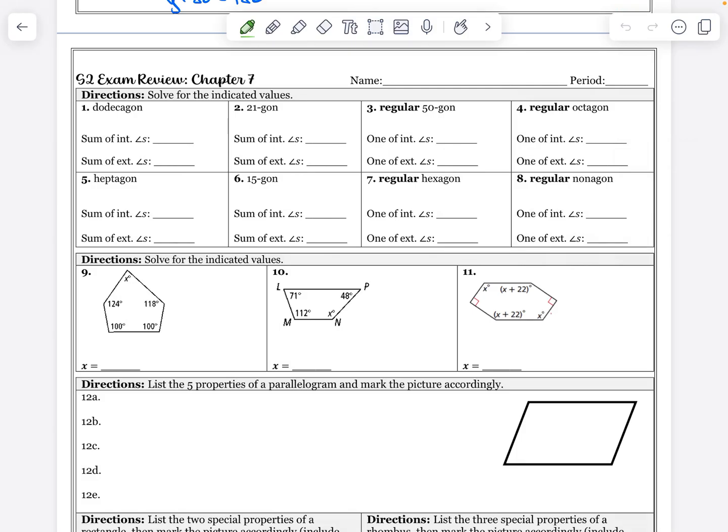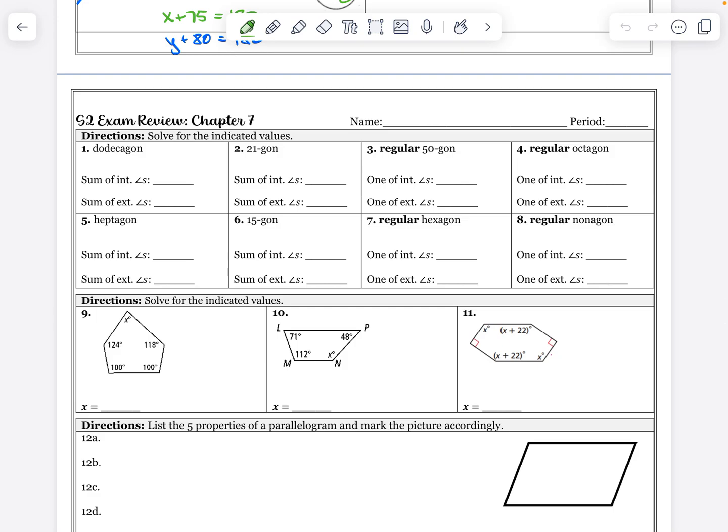So this is Chapter 7, Exam Review, basics of Chapter 7. It's all my polygons and quadrilaterals. So when we get rolling here, we want to solve for the sum of interior angles. So this is something you need to memorize. I'm not giving you this one.